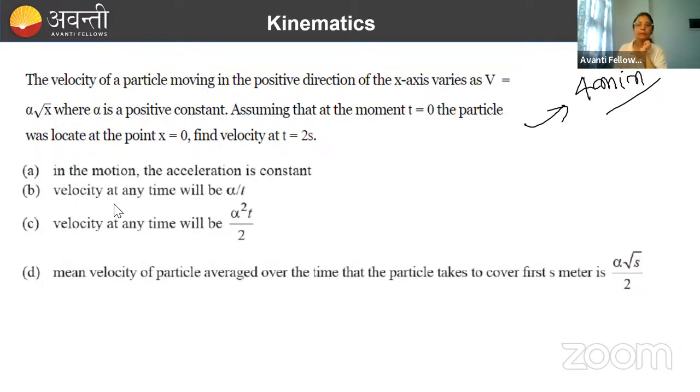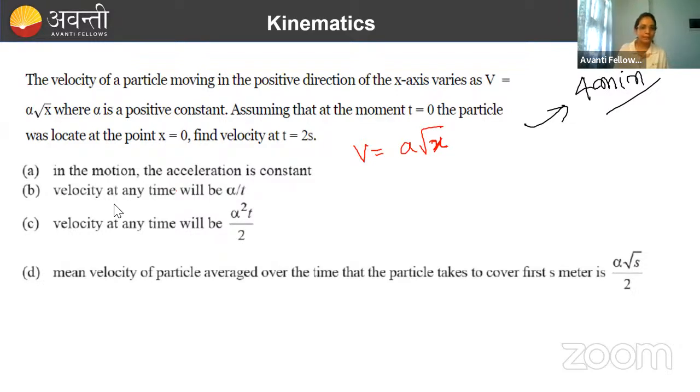Okay, let me do it now. What is the velocity given here? Velocity is given as a function of x. So v equal to a root under x. This is given, right? We have to check if acceleration is constant or not. It means we will have to find the acceleration as a function of time.